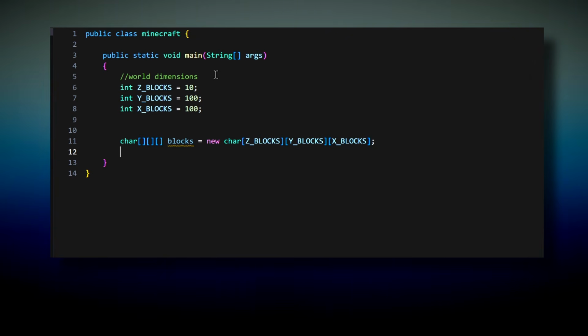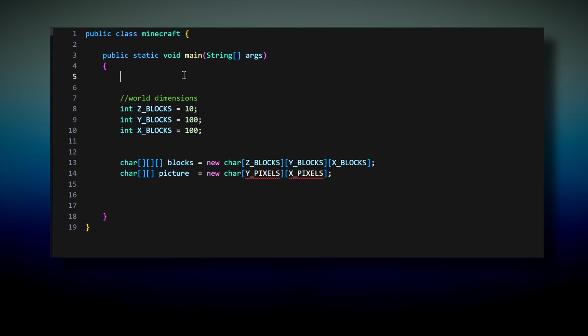An empty char will represent air and any filled in char will represent a solid block. Eventually, different chars will correspond to different colors. The next thing we're going to do is create a 2D array called the picture. This is going to store the final image we're going to display to the screen.